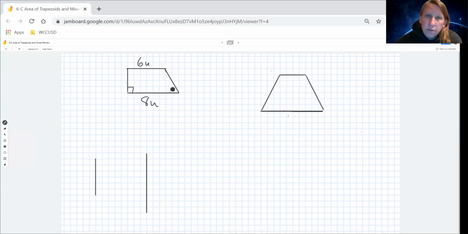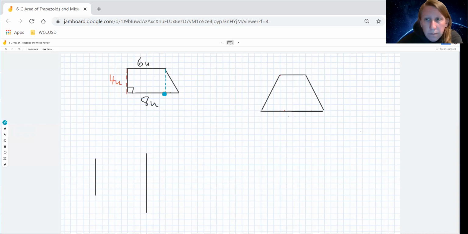What's the other piece of information I need here? I need the height. So what's the distance between the bases? 1, 2, 3, 4. Now if I don't know the formula for the area of a trapezoid, because I haven't done it in a long time, my brain is like, okay, I'm just going to divide this up. I'm going to put a line right down here.